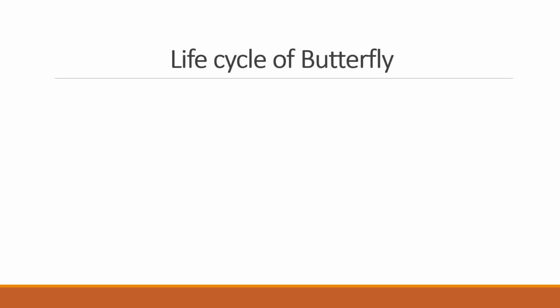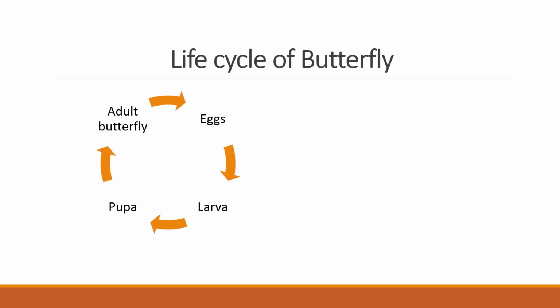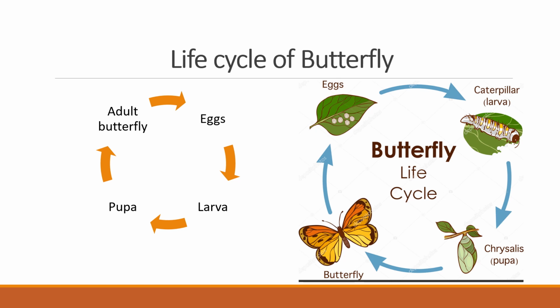So I think now you have a clear idea about the life cycle of a butterfly. So these are the four main stages you find in the life cycle of a butterfly. The adult butterfly lays eggs, and after the development, the eggs hatch and produce the larva, and this larva develops into the pupal stage, and then after completing the pupal stage, the adult butterfly comes out. So these two diagrams clearly explain the life cycle of the butterfly.